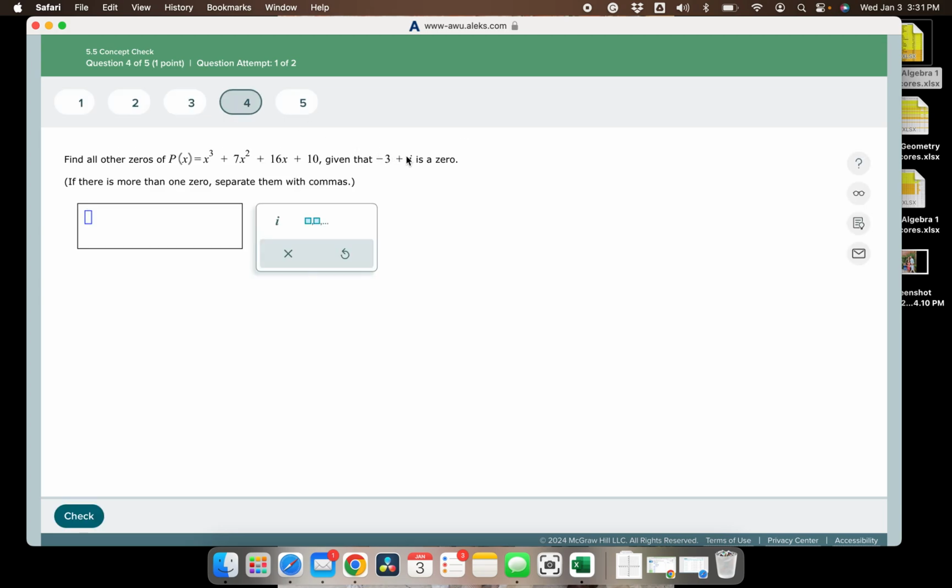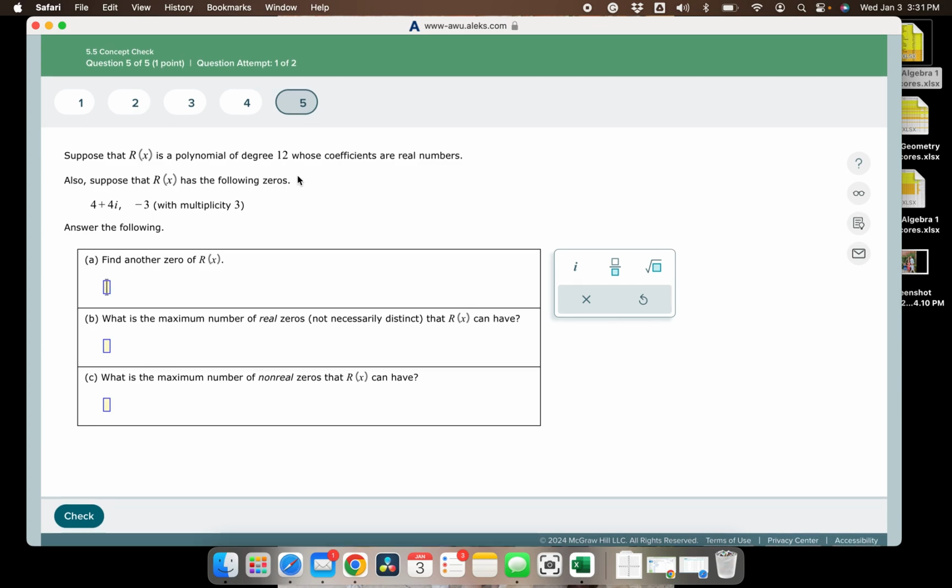Here it gives you an imaginary zero. So if this is one of the imaginary zeros, then I would know that its conjugate would also be a zero, so -3 minus i would be another zero. Then I could use the rational root theorem to find the other rational root. I could go through my list, use the table on my graphing calculator to find the other one, and then list out the 3 zeros that I have.